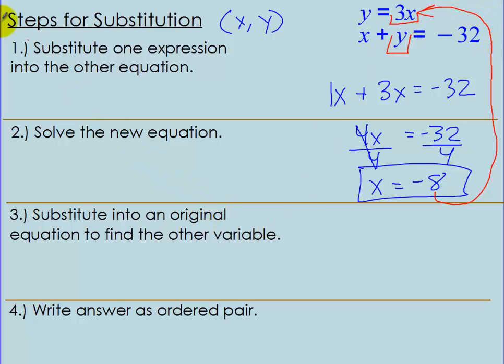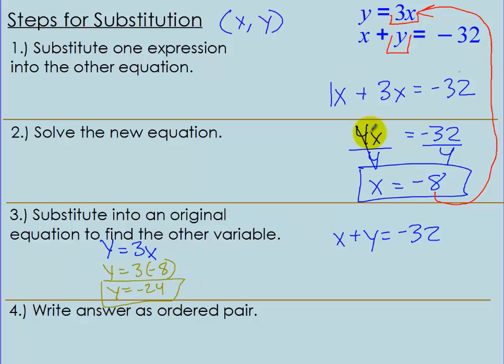But guess what? I'll just do both for fun. Let's choose the top one over here, y equals 3x, and the bottom one, x plus y equals negative 32. We're going to use both to solve. On y equals 3x first, I substitute negative 8 for x. So I get y equals 3 times negative 8, which means y equals negative 24.